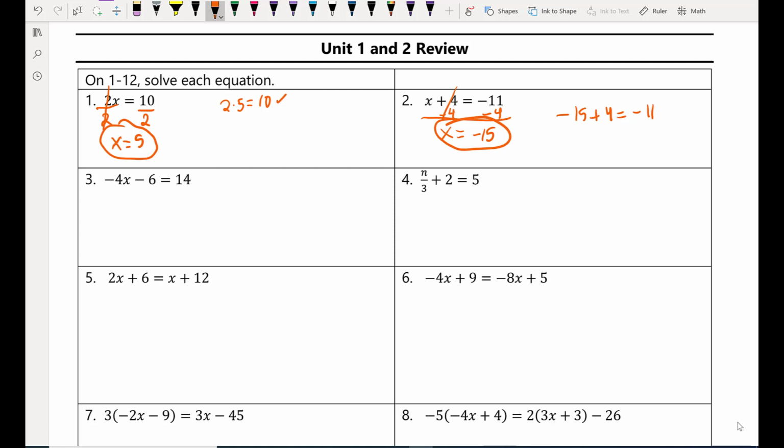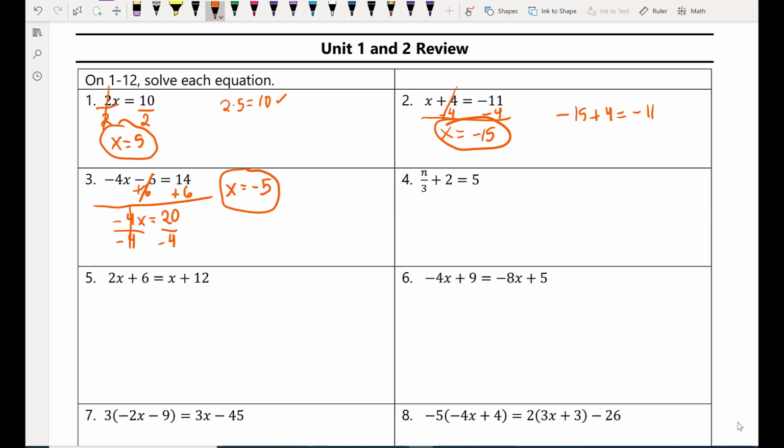Number 3. Now we've got two numbers on the same side as x, so we always keep the number that's being multiplied with x or divided with x for last. We move the things that are kind of farther away from x first, and so that would mean this negative 6 needs to get added over first so that we get negative 4x equals 20, and then we divide by the negative 4. So x equals negative 5. That negative looks weird. No, the 5 looks weird. Something looks weird. x equals negative 5.